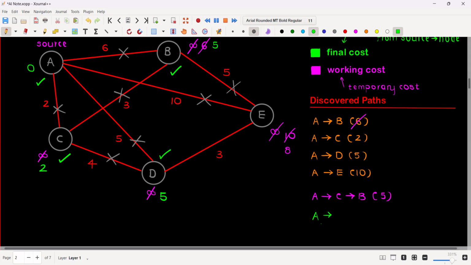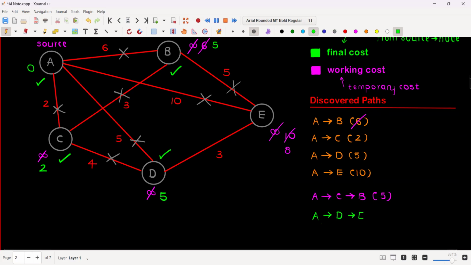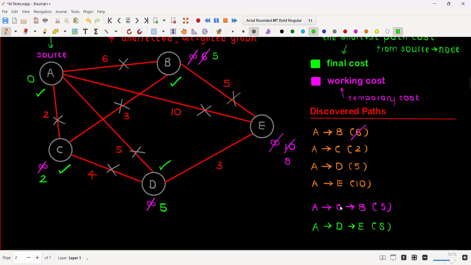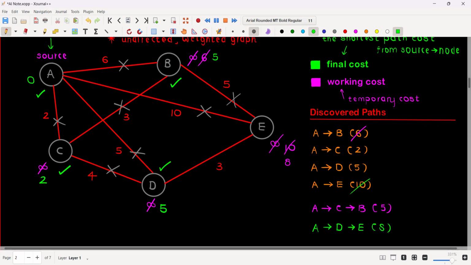to D, and then D to E, with a total cost of 8, right? So that's done, which replaces the previous total cost that we calculated to E, which is 10. And then that means this path has also been discovered, and we're done. And you can see how there are crosses across all the connections or all the edges, which indicates that this algorithm has been completed, or we've discovered all the paths.